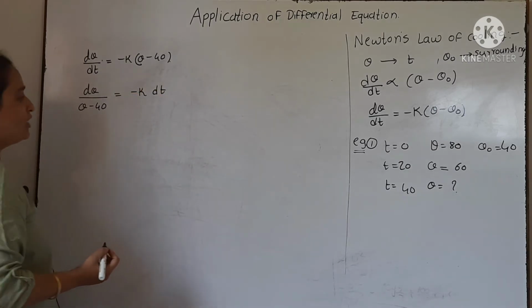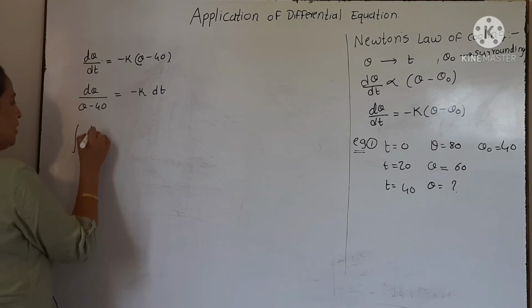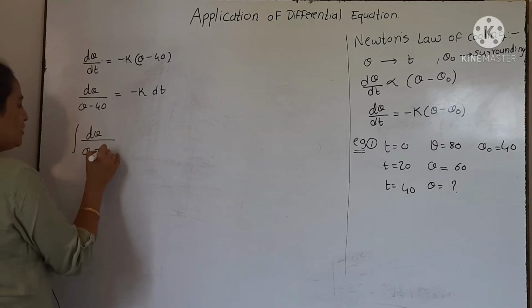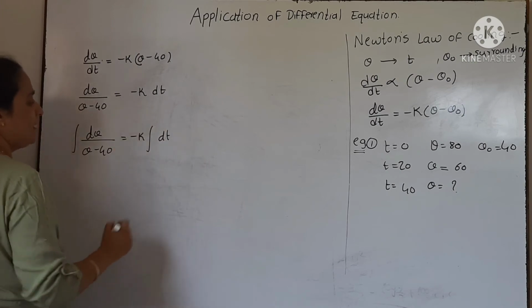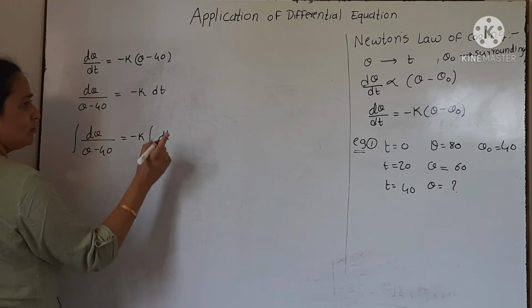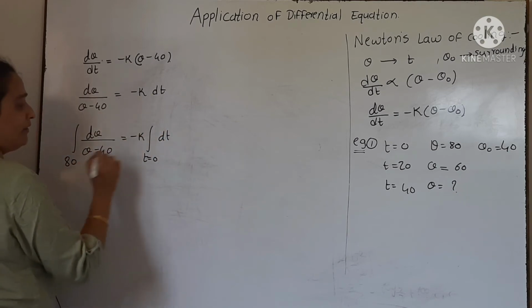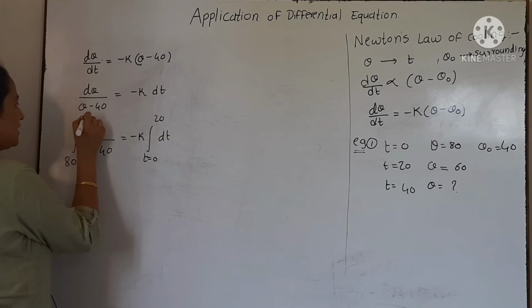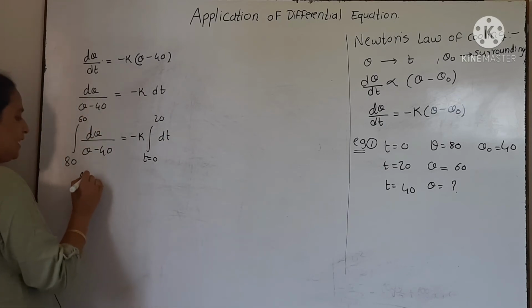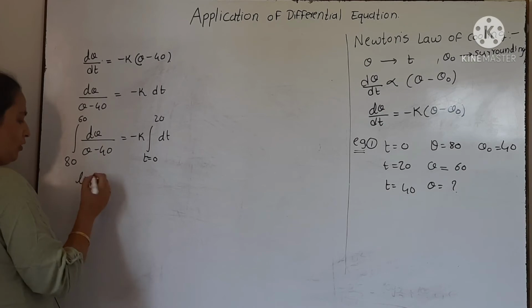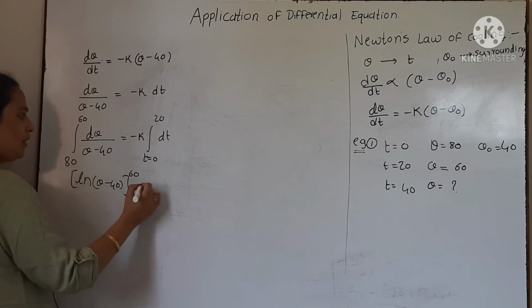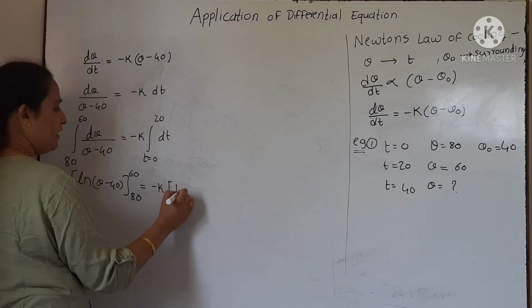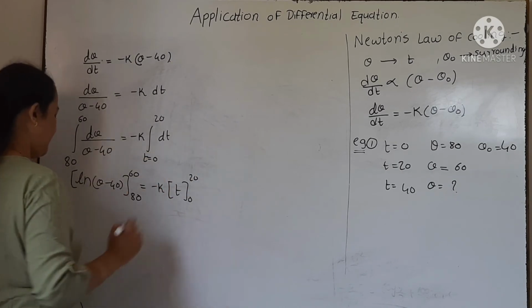Variables of theta on one side, variables of t on another side. Now we will consider the integral on both sides. Definite integral we can solve. Some people may solve by using indefinite integral. When t is equal to 0, theta is 80, and when t is equal to 20, theta is 60. Now if you take integral of 1 upon x is log x. So you can see here ln of theta minus 40 limits from 80 to 60 equal to minus k integral of dt is t limits from 0 to 20.